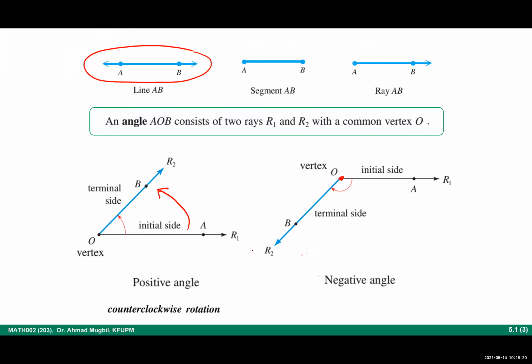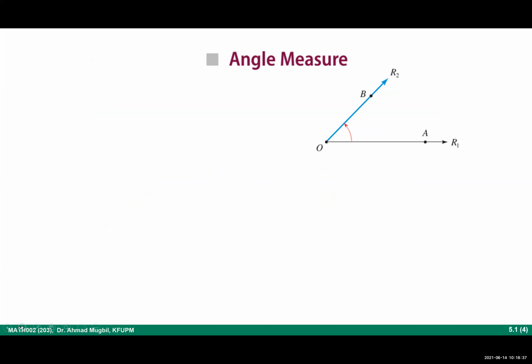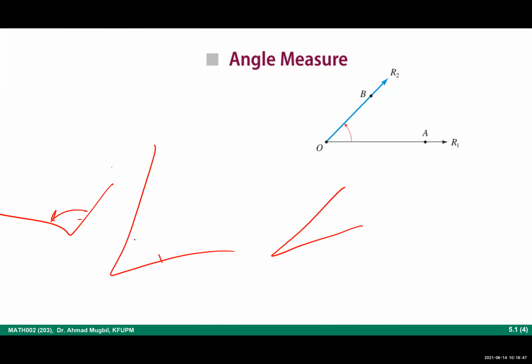You can call the angle by its vertex, like O, you can say the angle O, or you can say the angle A or B, or B or A. Doesn't matter. Now, what is the measure of the angle? What is the angle measure? Yani how? Because this angle is not the same as this angle, is not the same as this angle. Okay. So what is the measure of the angle?